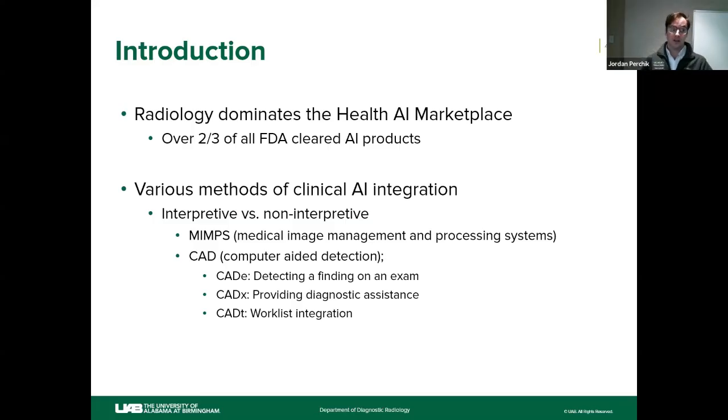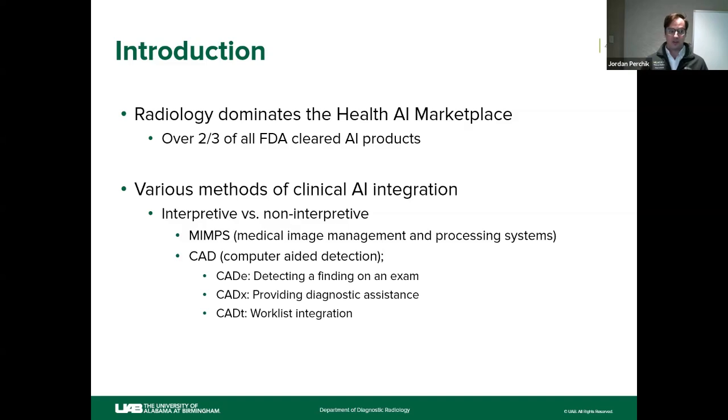Perfect. As we have mentioned before, radiology is really the dominant force in the healthcare AI marketplace. Two-thirds of FDA cleared AI applications are related to radiology and medical imaging. There has been some change in this in the past couple of years. Cardiology has made some headway, and there's research and development and investment in AI in all different specialties in healthcare, but radiology still is far and away the dominant force.